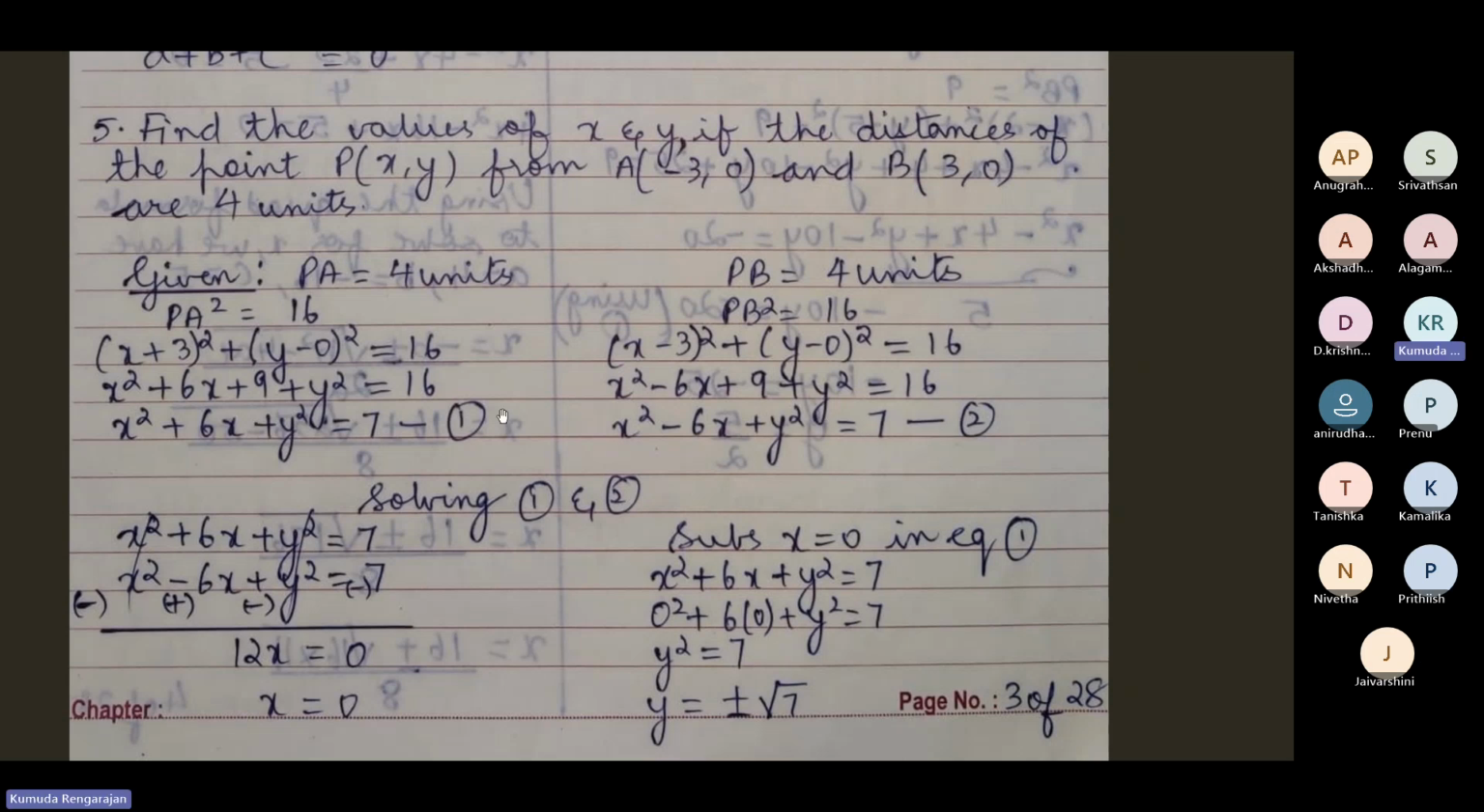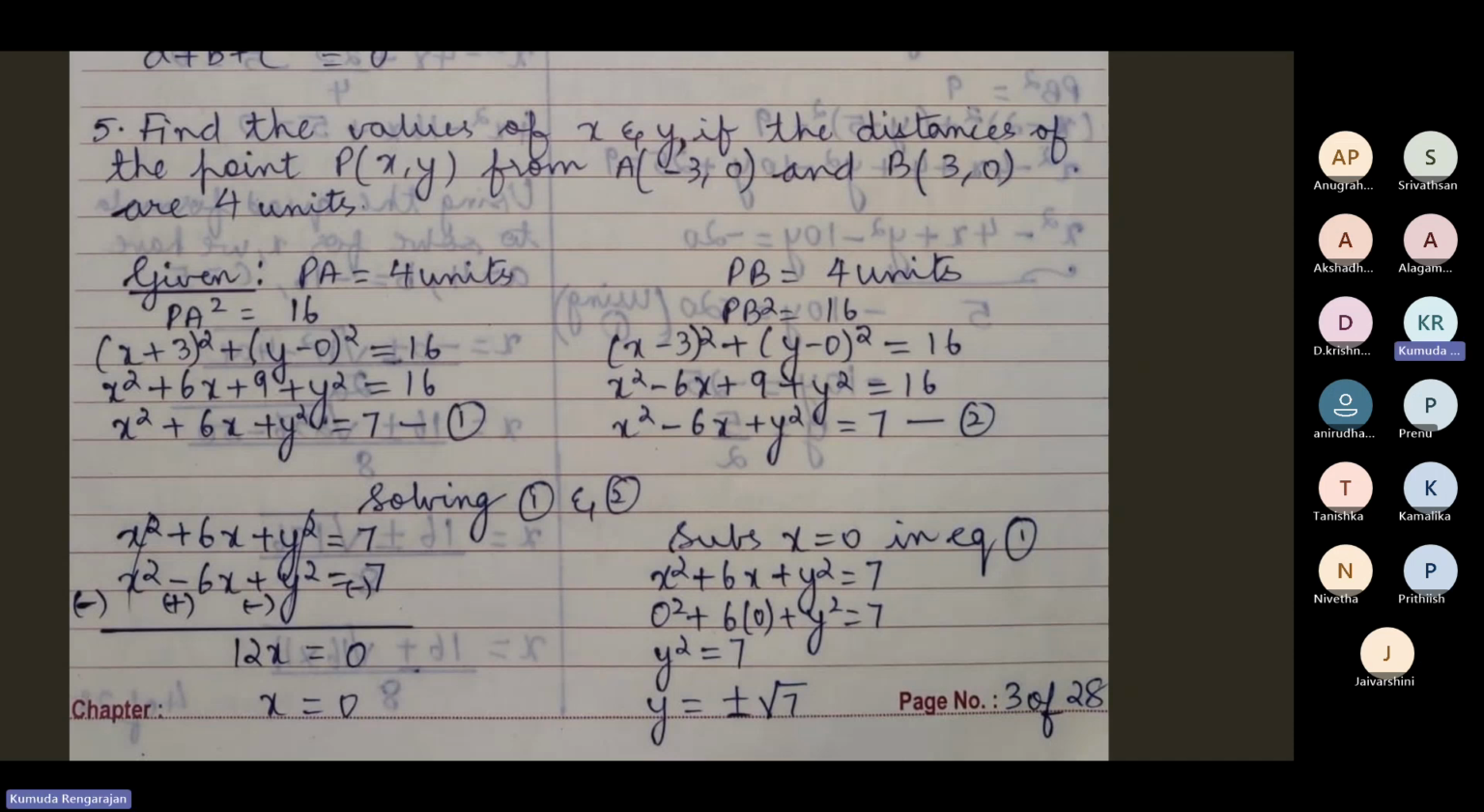Because RHS is equal to RHS, you can equate LHS is equal to LHS. Or you can write the equations one below the other like this and subtract. So you get x is 0. When you substitute x is 0 in one of the two equations, you get y is equal to plus or minus root 7.